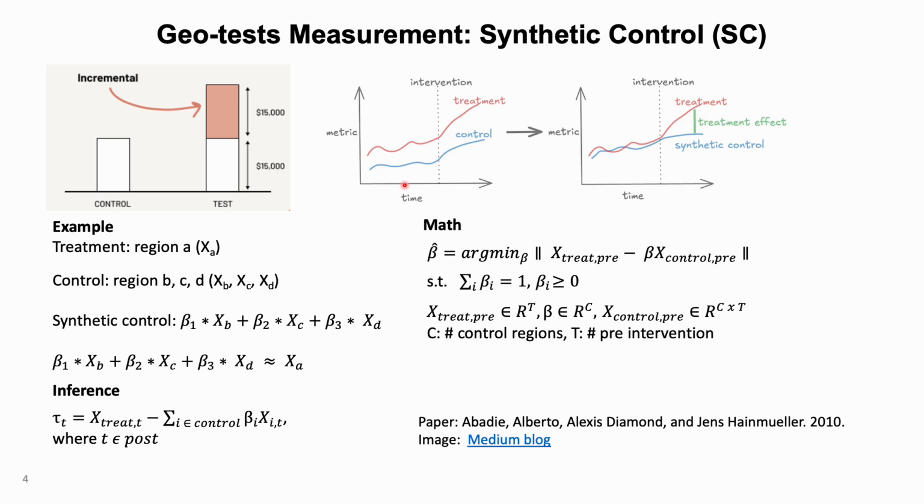To resolve this issue, scientists have come up with a better approach known as synthetic control, or SC. The main idea of synthetic control is shown in the right figure here, which is to synthesize a control group that is very similar to the treatment group before the interventions, so that the bias before the interventions can be minimized, and the point estimate at the post-intervention time can be more accurate.